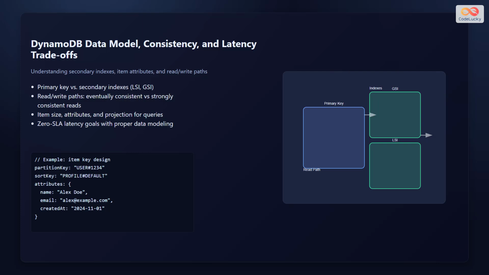Indexes allow you to query your data in ways other than the primary key. A global secondary index, or GSI, lets you query using a different partition key and sort key combination. Global secondary indexes are independent of your main table and consume their own throughput. A local secondary index, or LSI, must have the same partition key as the main table but a different sort key. Local secondary indexes share throughput with the main table and have a size limit of 10 gigabytes. Use indexes to support alternative query patterns without scanning your entire table.